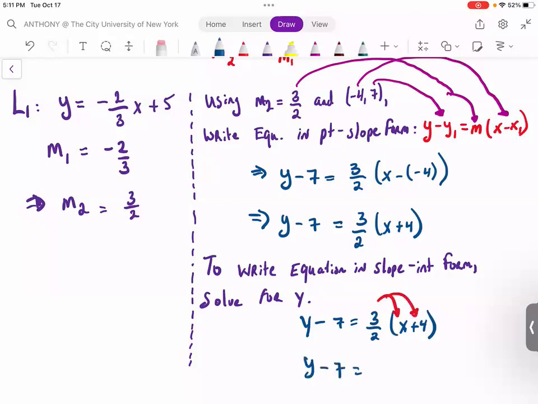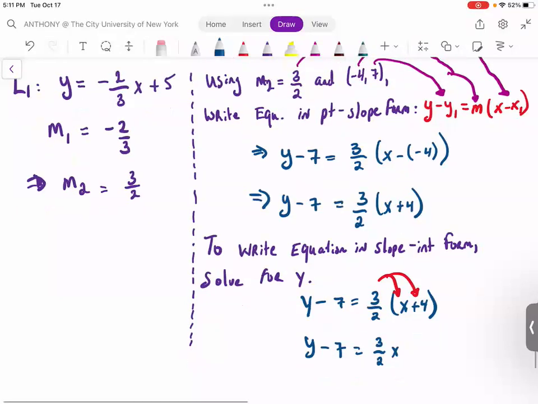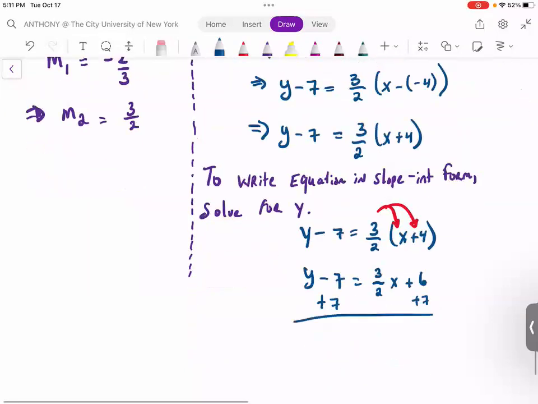So what's 3 halves of x? That's just 3 halves x. Now you do 3 halves times 4. What's 3 halves times 4? 12 over 2. What's 12 over 2 reduced to? 6. So you get plus 6. And then you add 7 on both sides. So the 7s cancel on the left-hand side, and you're going to get y equals 3 halves of x plus 13. And that will be your final answer.